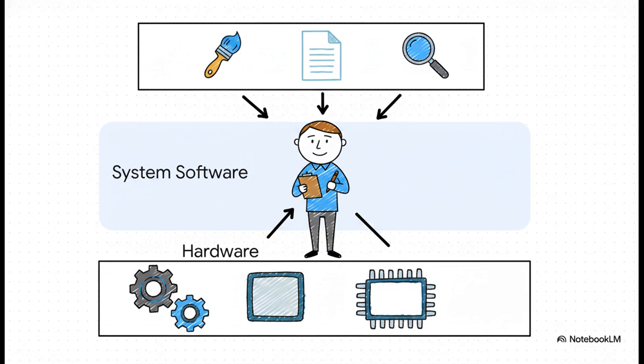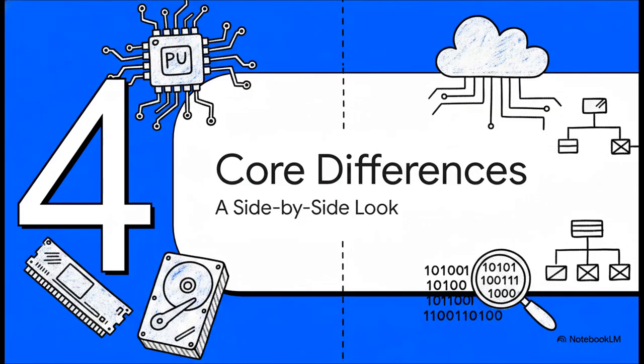Word processors, spreadsheets, graphic design tools, your web browser. Those are apps. They don't manage the hardware directly. They totally rely on the system software to handle that messy stuff for them. Let's put these two head-to-head in Section 4, Core Differences, a side-by-side look.